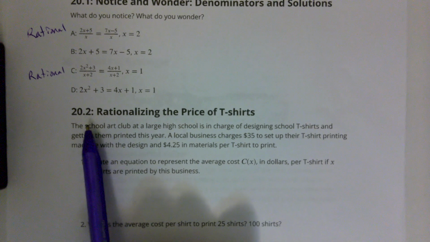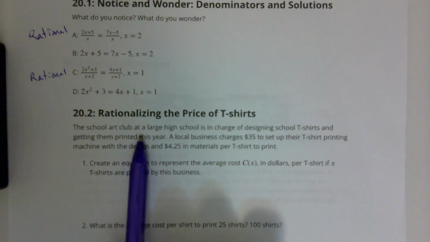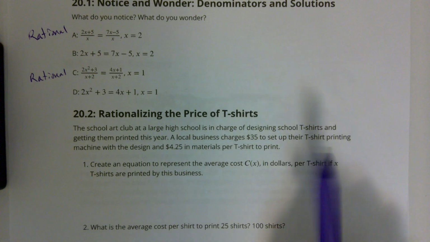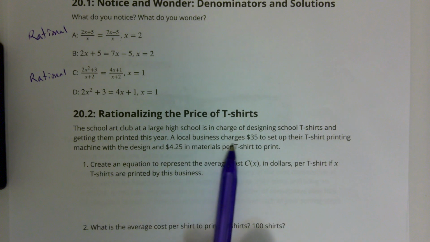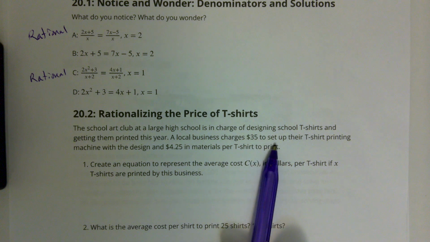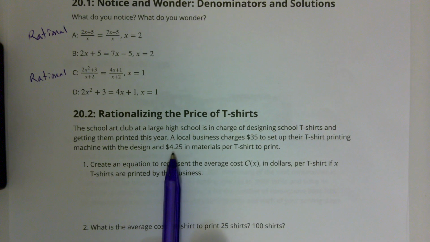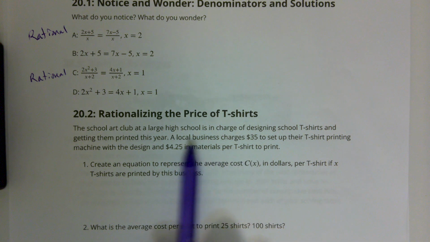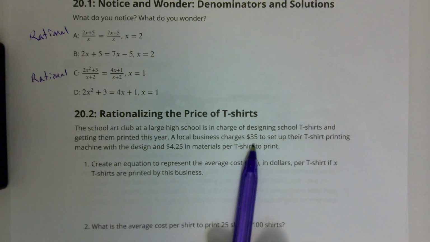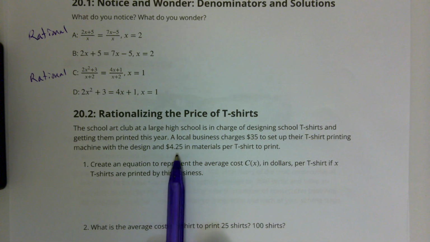Okay, so rationalizing the price of t-shirts. The school art club at a large high school is in charge of designing school t-shirts and getting them printed this year. A local business charges $35 to set up their t-shirt printing machine with the design and $4.25 in materials per t-shirt to print. So basically there's a $35 flat fee no matter how many t-shirts you're ordering, and then they also charge $4.25 per shirt.